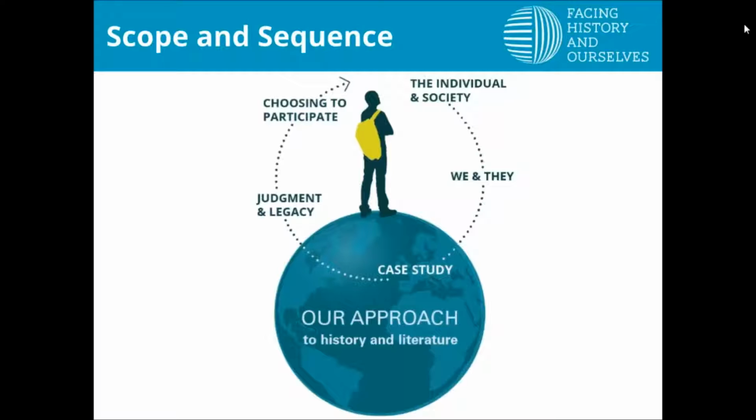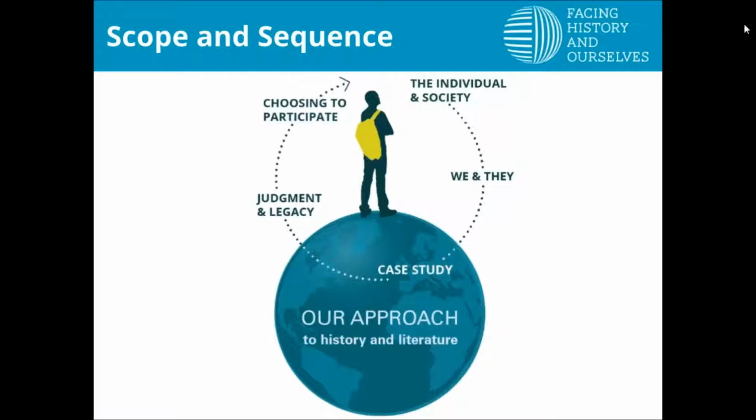And then from there we get to what we call choosing to participate, which is really coming back to the present day and having students think about, okay, I've thought about this deep historical moment or this piece of literature, and what does that tell me about myself? What does it mean? What choices do I have? What role do I want to play? When might I be acting like a bystander? When could I do something differently and be what we call an upstander?